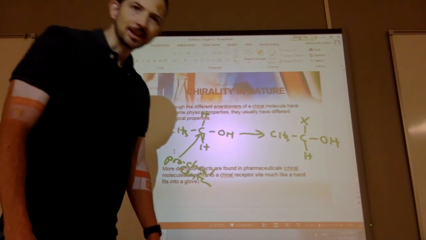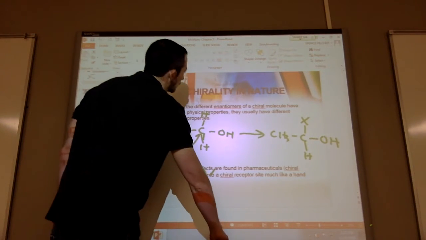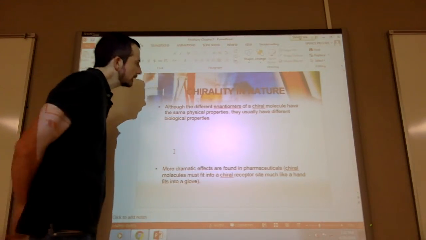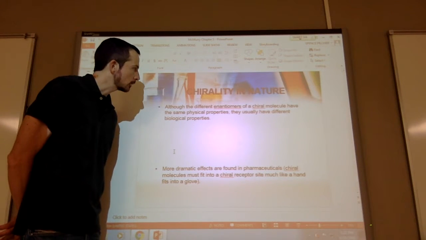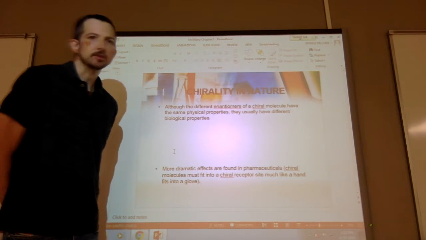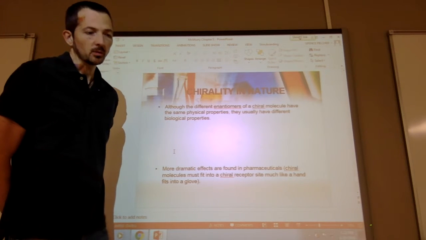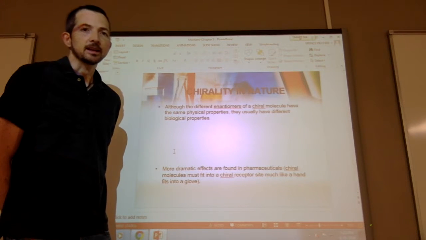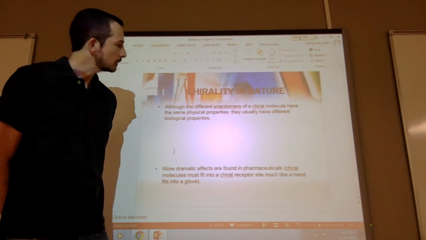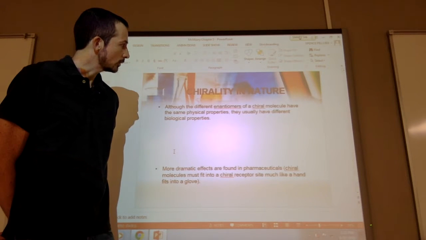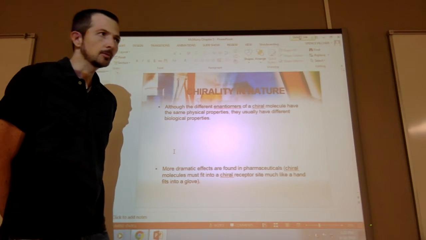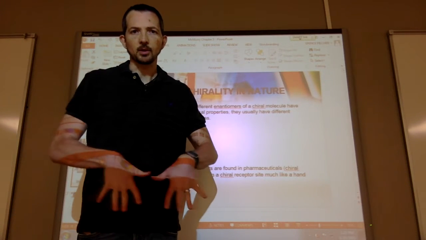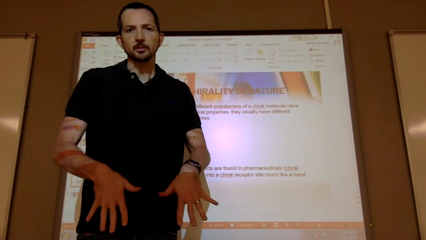Last thing we're going to look at is chirality in nature. Although the different enantiomers of a chiral molecule have the same physical properties, they usually have different biological properties. One biological property that we're actually going to see in lab is odor. Compounds that are enantiomers of one another will have different smells. But another more dramatic difference would be in pharmaceuticals. I gave an example of enantiomers being like your hands: they're mirror images of one another, but you can't superimpose them.